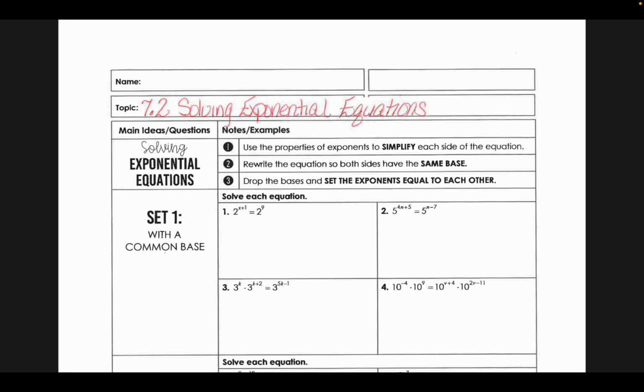Welcome everybody to Algebra 2, Section 7.2, Solving Exponential Equations. We're going to have two different types. Set 1 is going to be with a common base, and then set 2 will be without a common base.